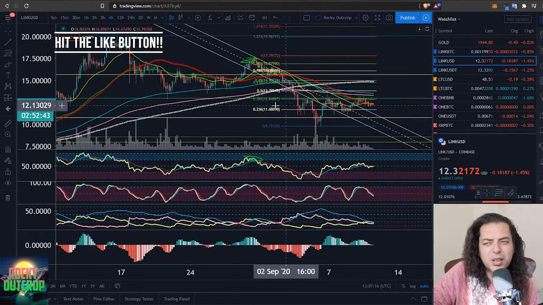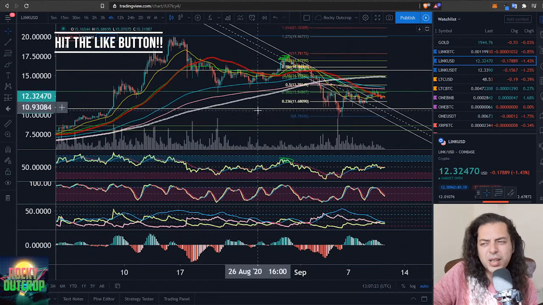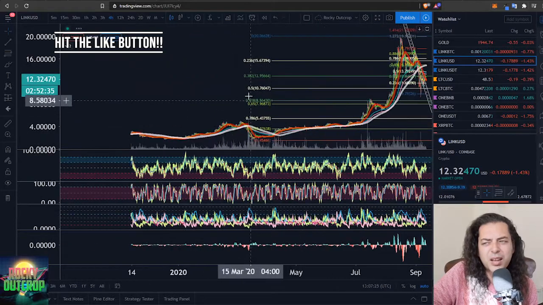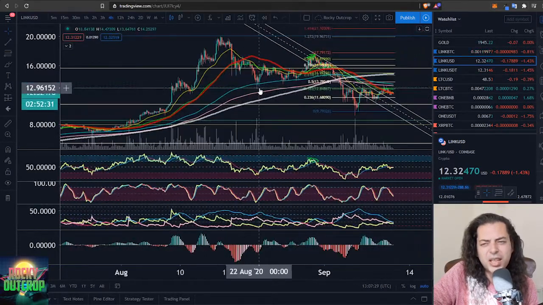Now, of course, to put it into a broader perspective, movements down below this would invalidate this 236. So that would obviously be where you'd hope for defining support if we did break down towards the downside. And of course, that all ties in again with that 50% Fibonacci area over there.